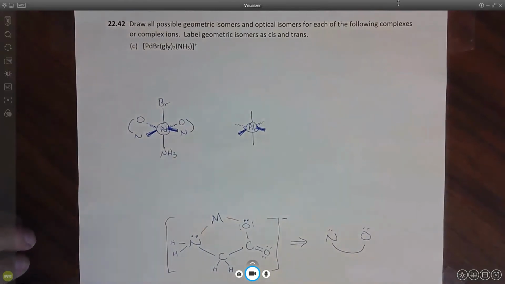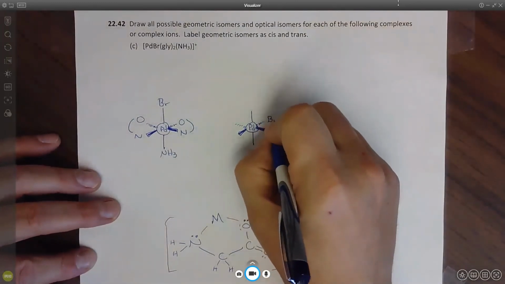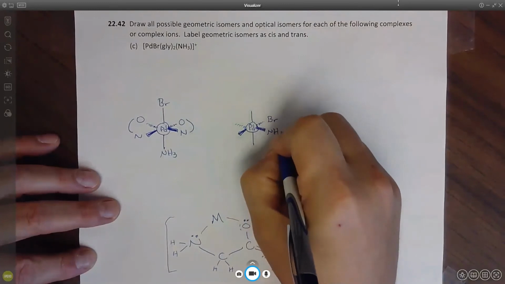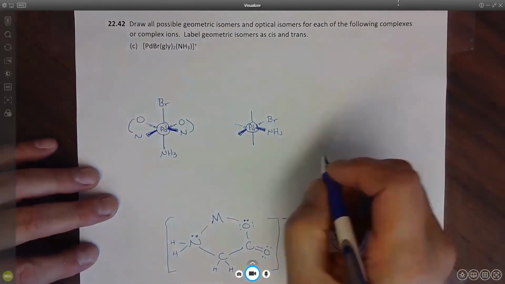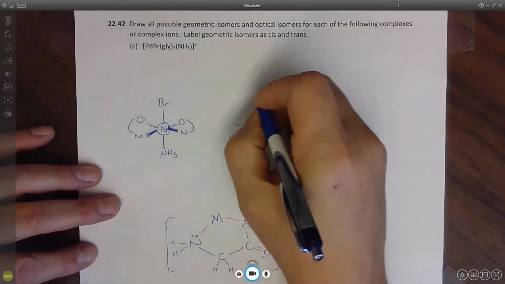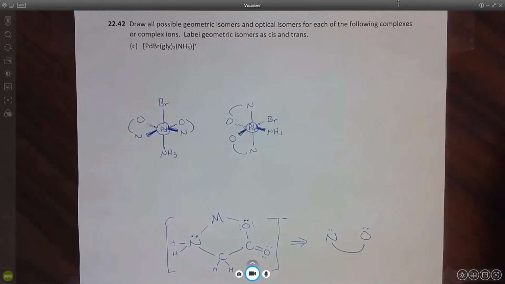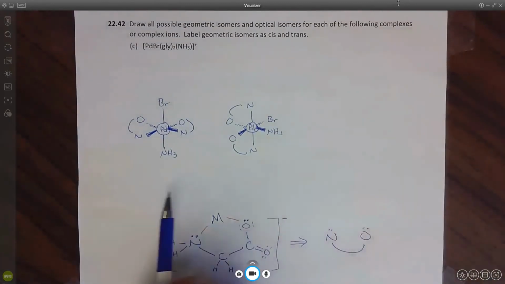Okay, so there's one isomer. So now we can make another isomer. This time let's put the bromine and the ammonia here, and then let's put the nitrogen and oxygen and nitrogen and oxygen. Okay, so there are the two different structures.